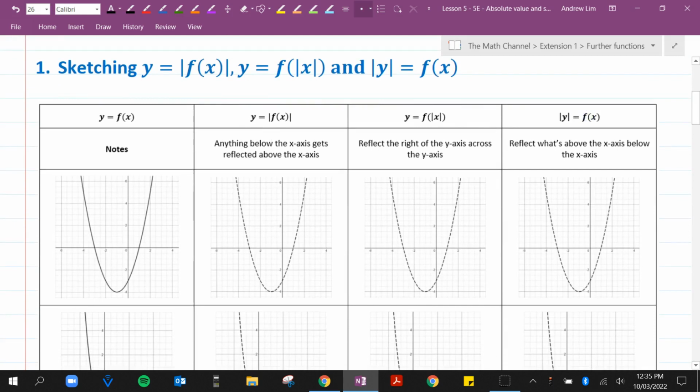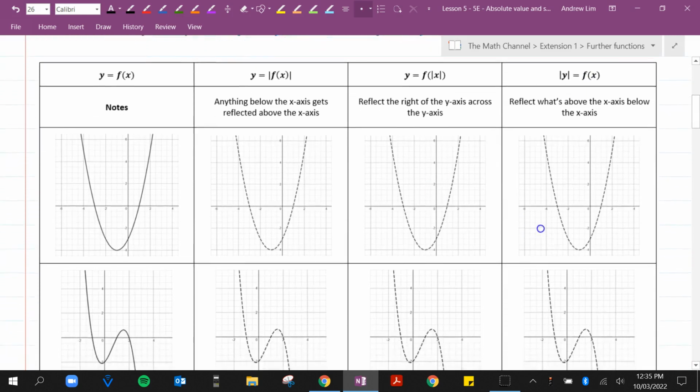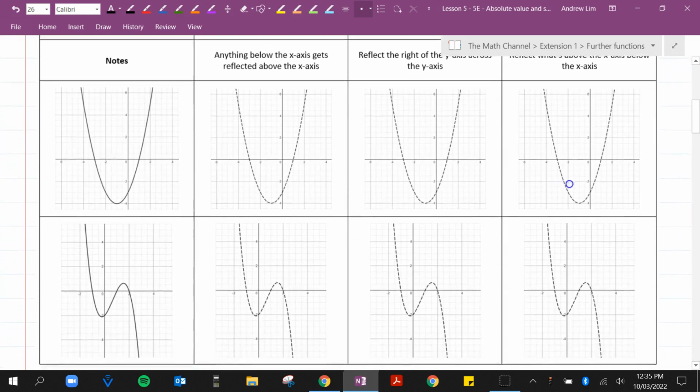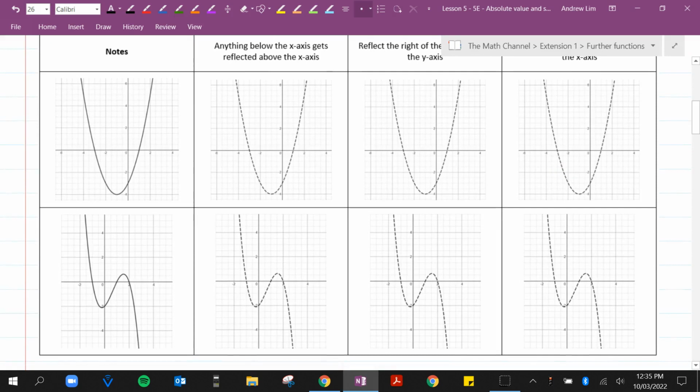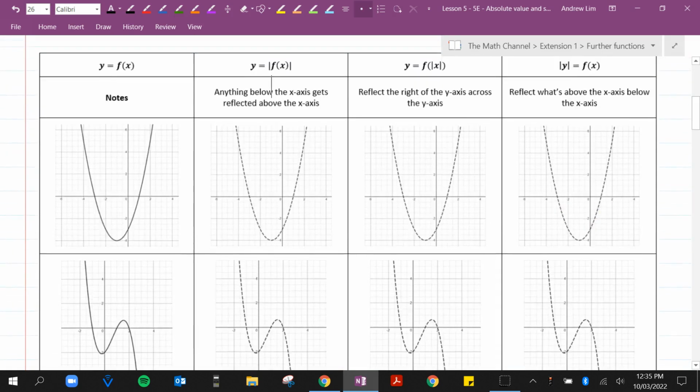On the left here, we've got y equals f of x. These are the original functions, and then we're going to transform these three different ways. Here we've got y equals the absolute value of f of x, then y equals f of the absolute value of x, and then the absolute value of y is equal to f of x. So how are we going to do this?